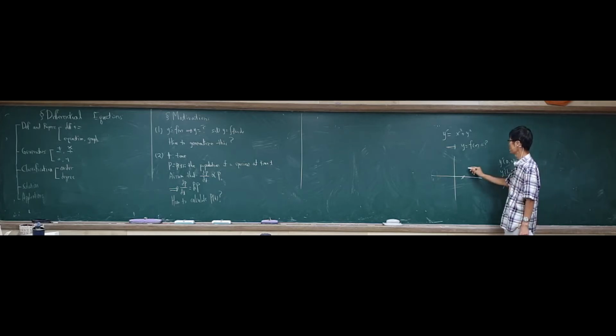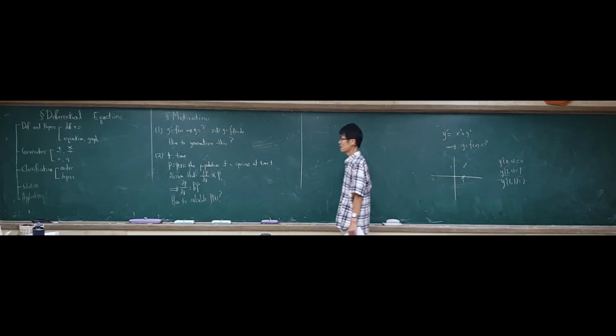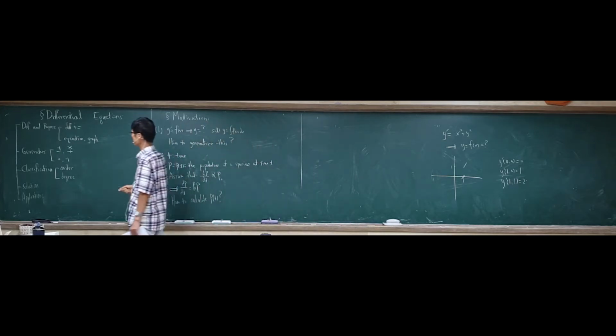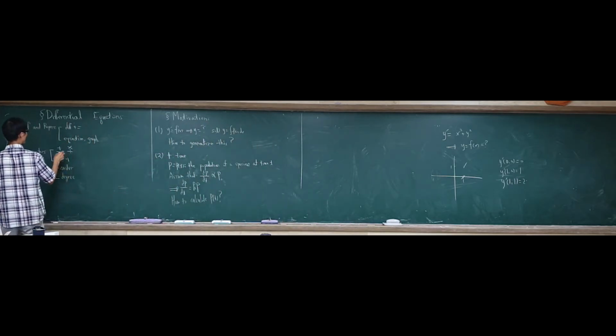So at (1, 0), the slope of the tangent line is about 1, and y prime of (1, 1) is equal to 2, and so the slope of the tangent line can be drawn in this way, and so on. In this way, we can express a differential equation as a graph. So we will study basically how to solve a differential equation by using some techniques, and we also study how to get an approximate solution by using a graph.